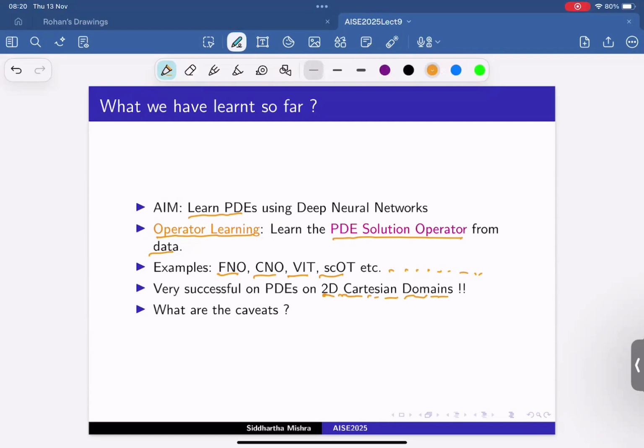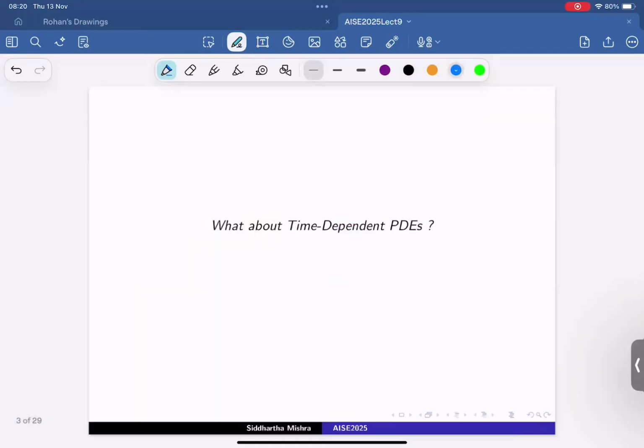So what are these caveats? So let's start with the very first one, which is on the next slide, and that is going to be the issue of time-dependent PDEs. So we have already considered time-dependent PDEs, right? It's not like we haven't considered. If you remember, Navier-Stokes is very much a time-dependent PDE. I'm not going to write down the equations, but it's very much a time-dependent PDE.